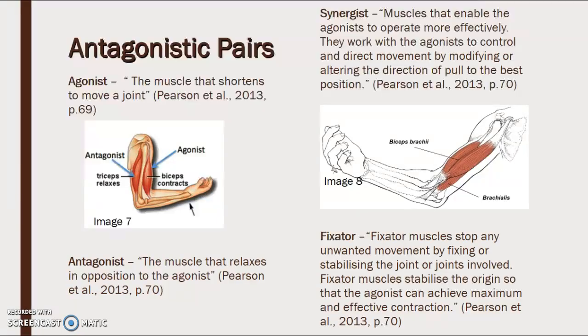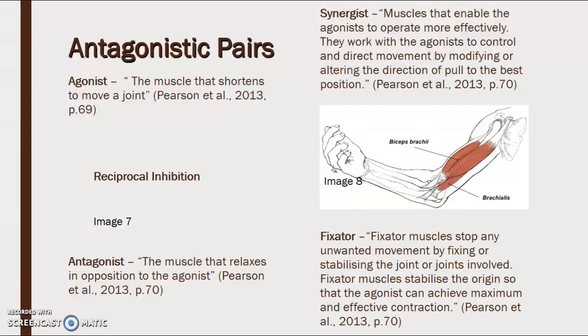And then there's also the fixator. The fixator muscles stop any unwanted movement by fixing or stabilizing the joint or joints involved. The fixator muscles stabilize the origin so that the agonist can achieve maximum and effective contraction. So they basically stabilize the joint during the desired movement, and it basically just holds you in place.